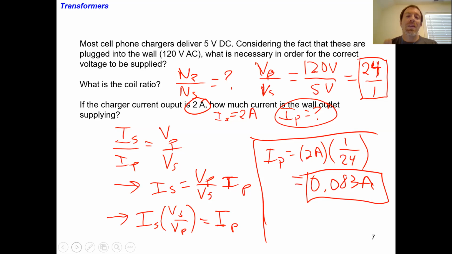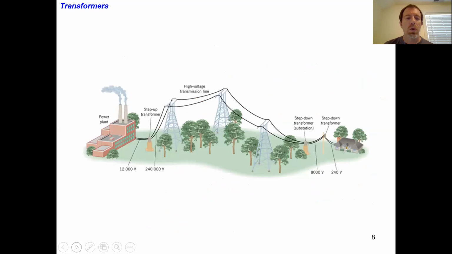But when I say the word transformer, what do you guys probably think about? You probably think about those great big boxes up on the electric poles, right? And those absolutely are transformers. So let's take a look at that real quickly. We've got some power plant. That power plant is going to have a generator, so on and so forth, like we talked about. It's going to have an output.